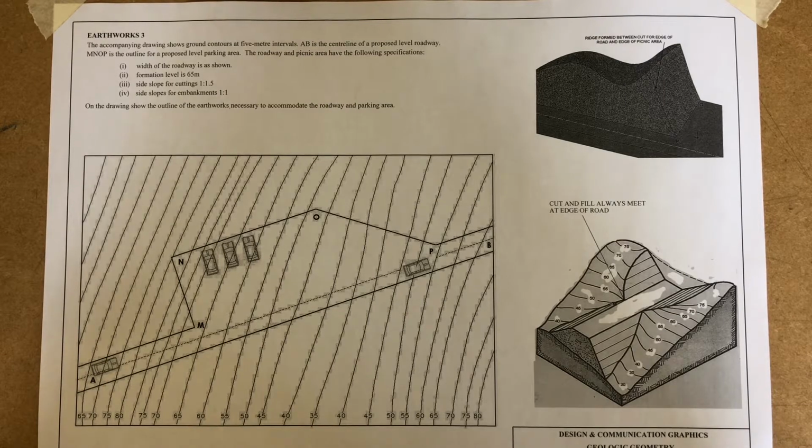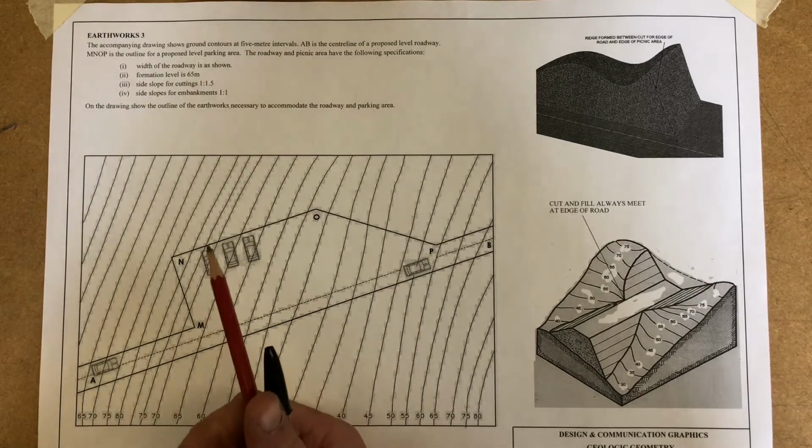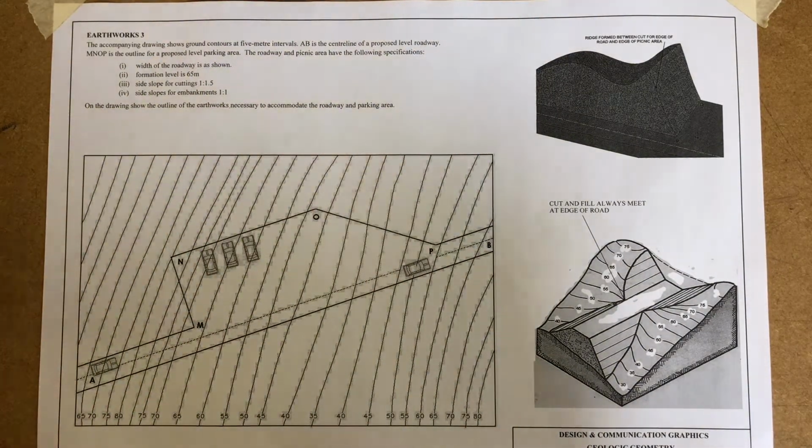The width of the roadway is shown as it is. Formation level is 65 metres, so it's all sitting at 65 metres. Side slopes for cuttings are 1:1.5. Side slopes for embankments are 1:1. On the drawing, show the outline of the earthworks necessary to accommodate the roadway and the parking area.